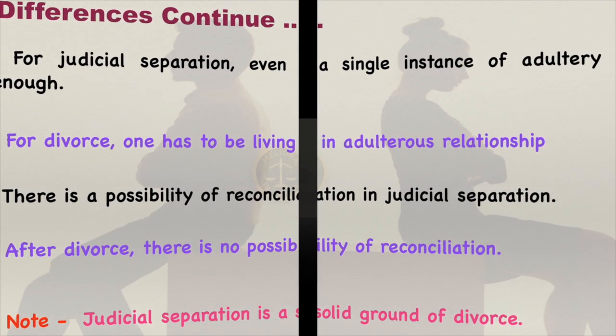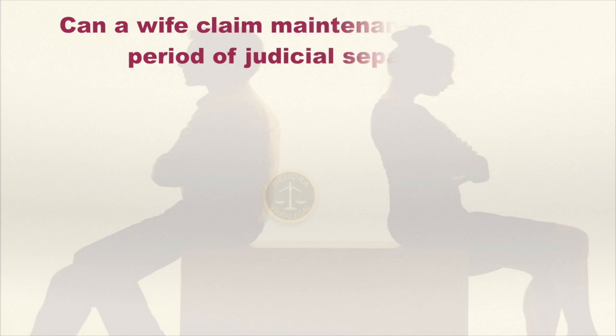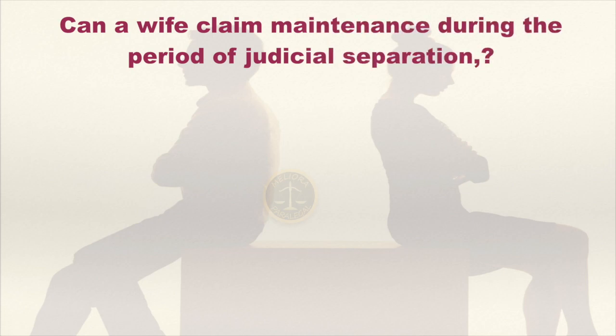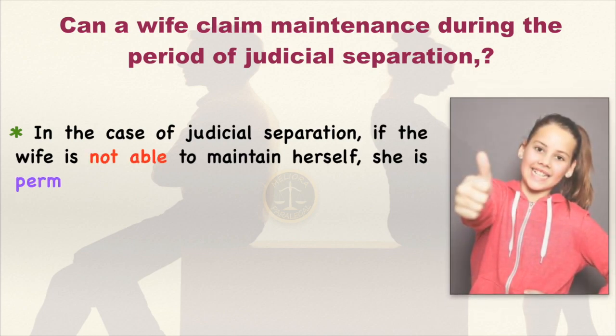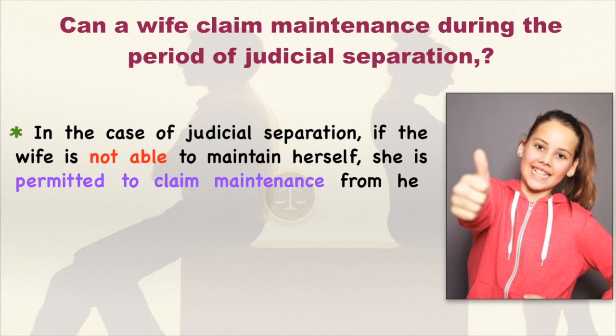Now, there is a very important question that many of you may be thinking about. That is, can a wife claim maintenance during the period of judicial separation? In the case of judicial separation, if the wife is not able to maintain herself, she is permitted to claim maintenance from her husband. So, maintenance is permitted even in the case of judicial separation. So, this is all about the differences between judicial separation and divorce.